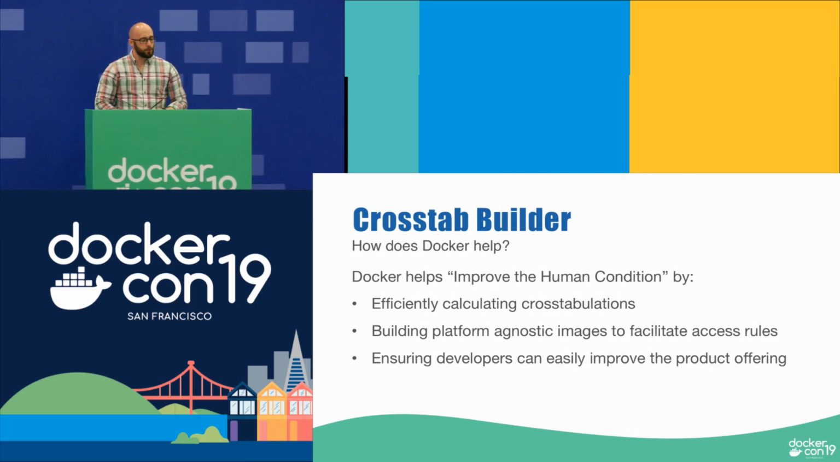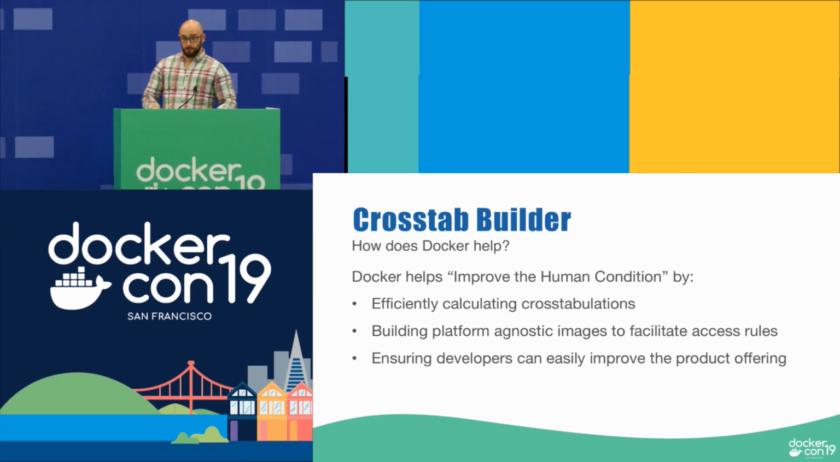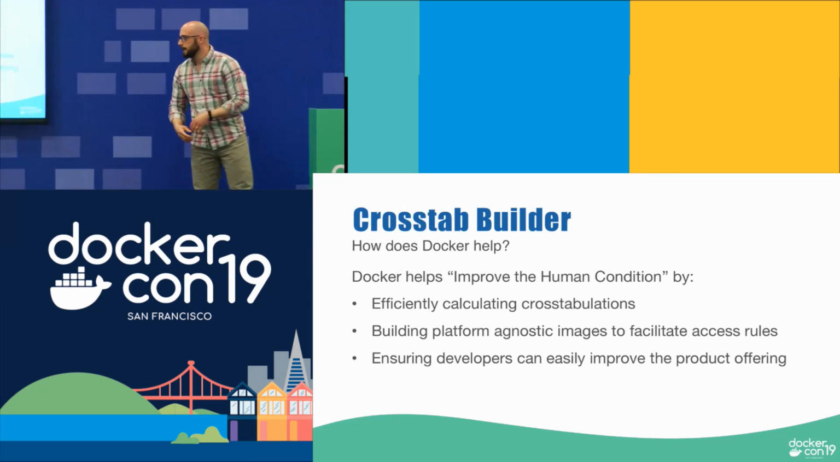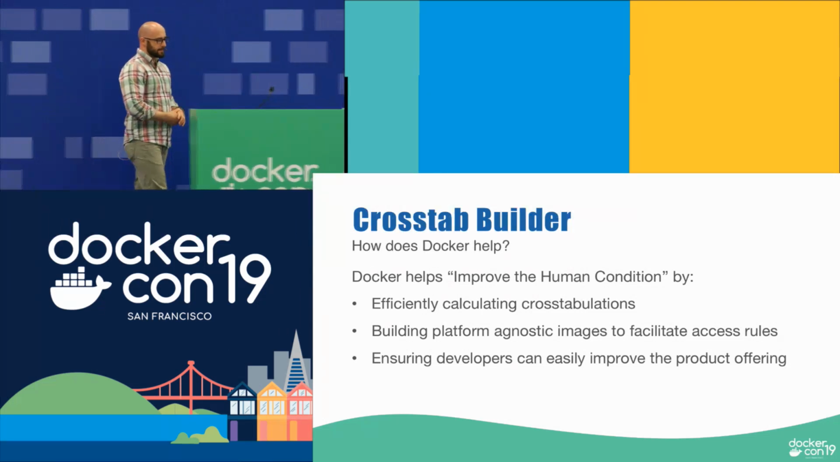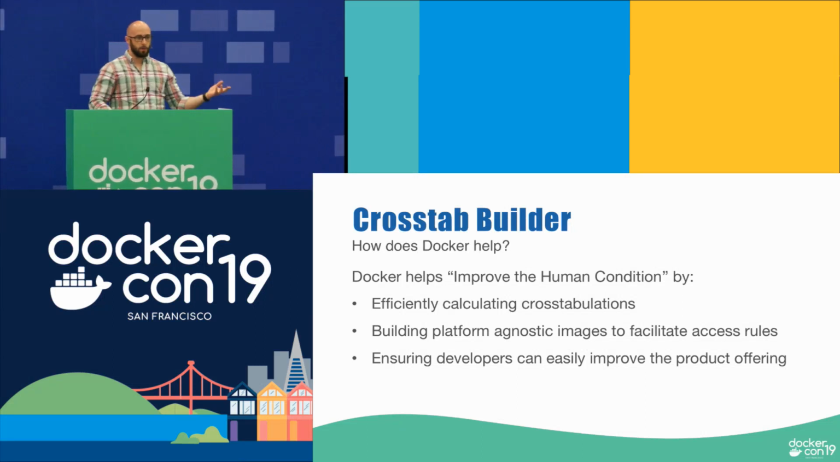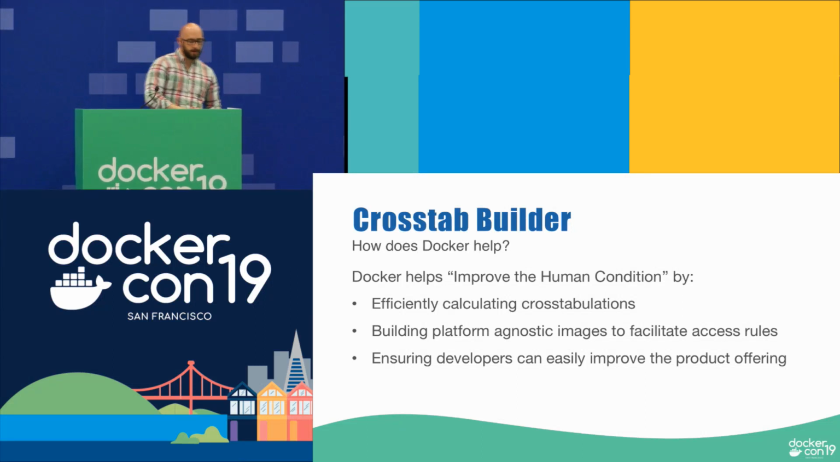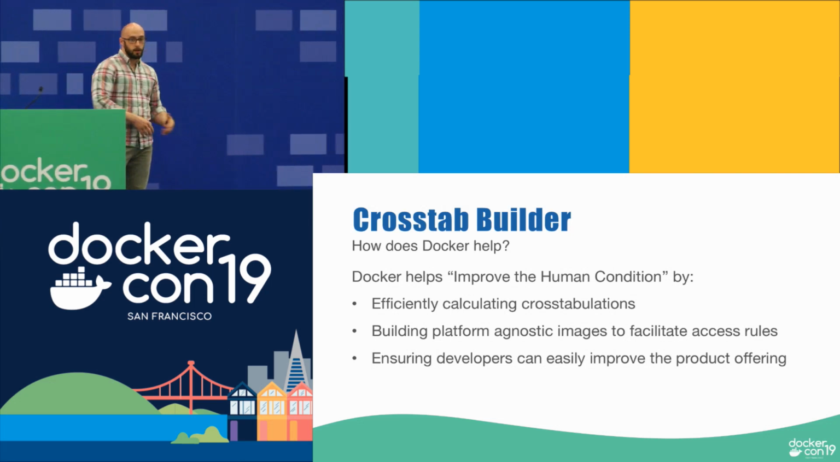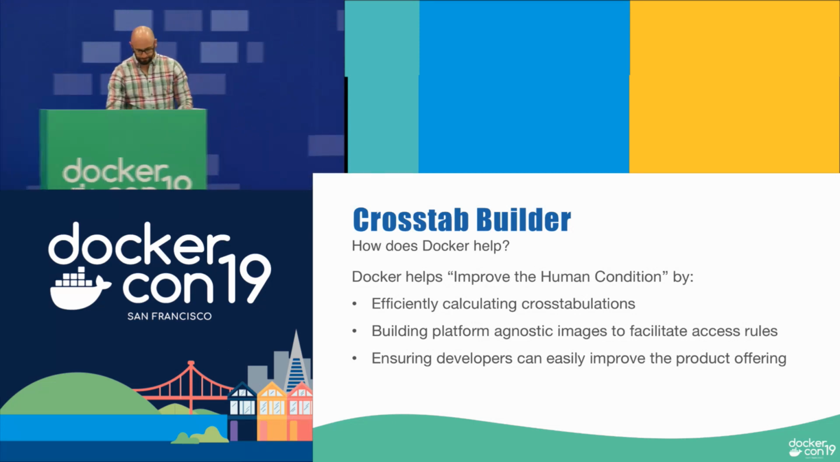So Docker helps us in this case improve the human condition by letting us efficiently calculate these crazy Taylor series estimations. We have platform agnostic images that allow us to just run on our on-prem or our various cloud providers. And then we can also finally ensure that our developers can make changes as required, and they have confidence that the changes they make will actually work in production.